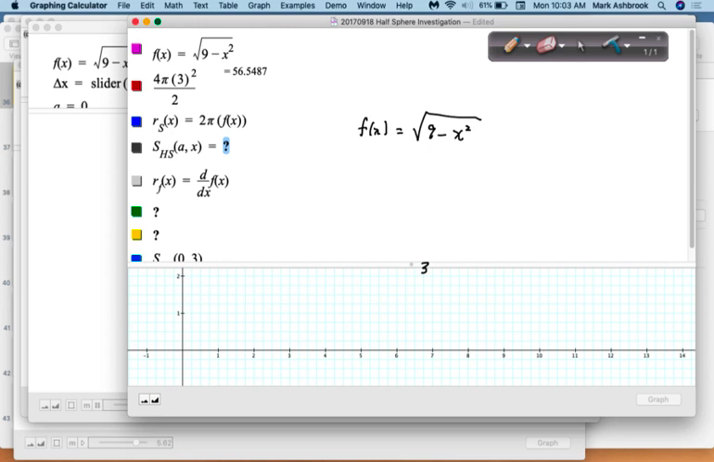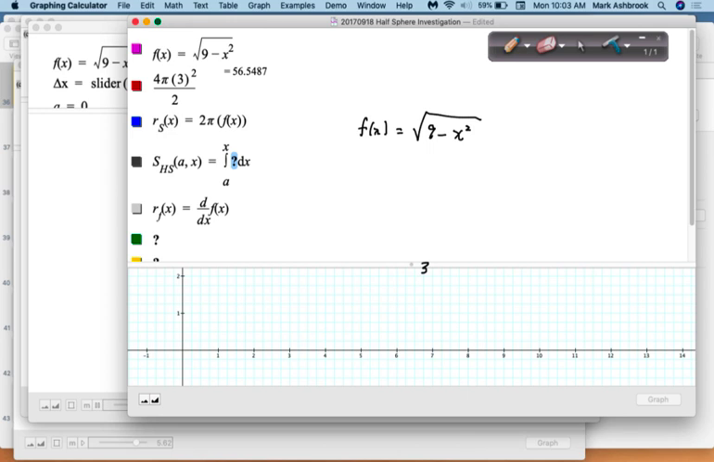Integral from a to x of what's my integrand? The rate, right? This rate function. So I've defined it this time, so I'm going to use function notation. So r sub s of t dt. So there's my surface area accumulation function, if the rate was 2 pi f of x.